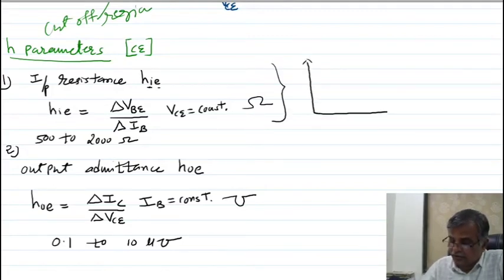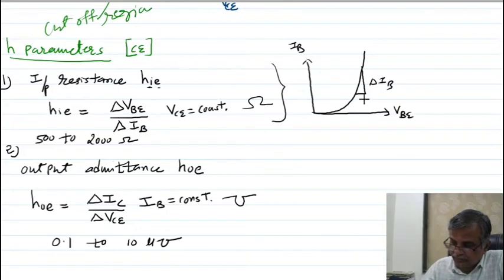This is your graph of IB versus VB. So from this slope, HIE is equal to 1 upon slope.